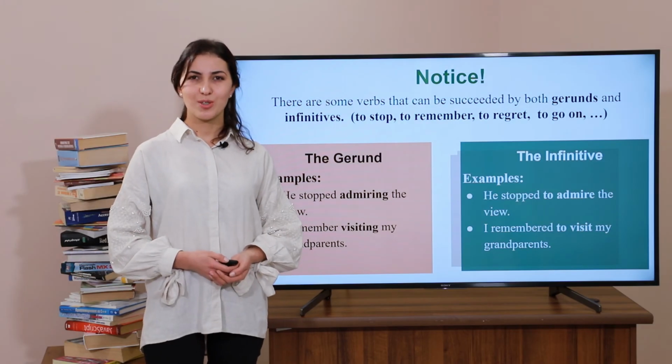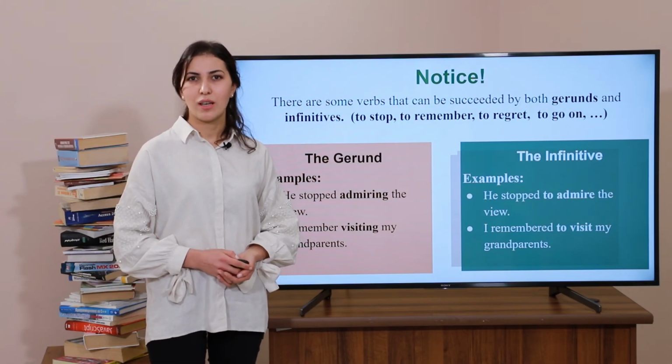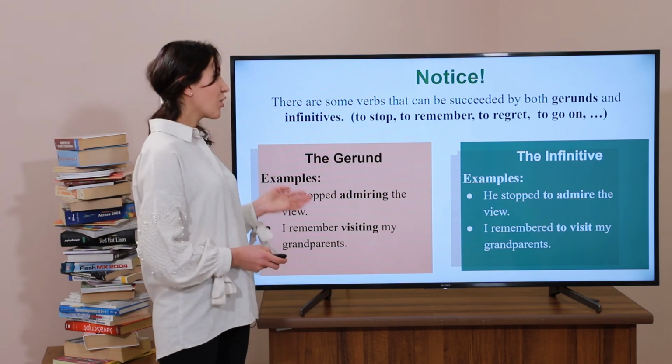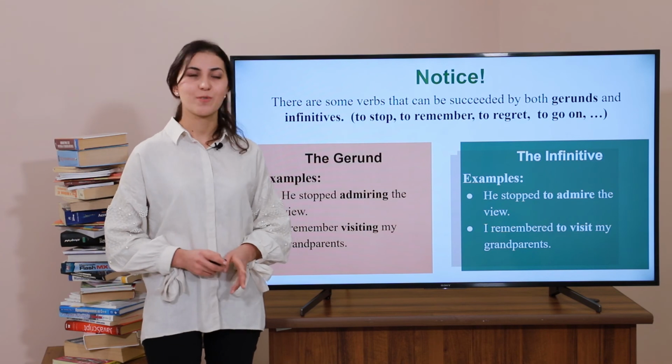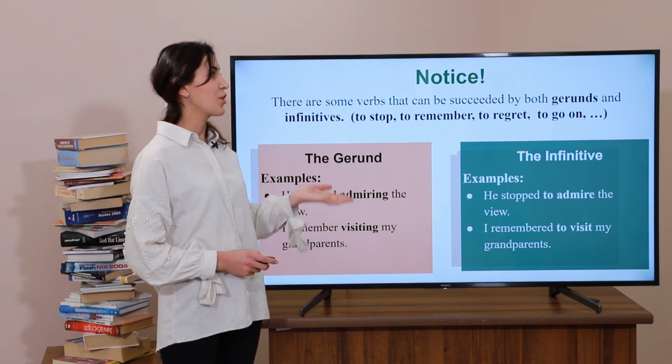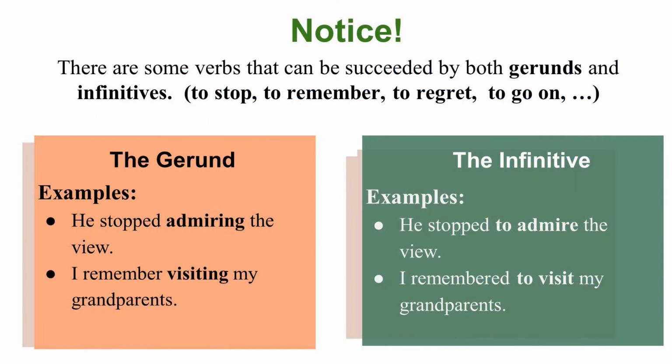Besides this, I want you to know one more important point. Grammar can be tricky sometimes. There are some verbs that may take both gerund and infinitive, and some of these verbs are to stop, to remember, to regret, to go on. Let me explain this with the help of examples. He stopped admiring the view, and with the usage of infinitive, he stopped to admire the view. As we can see, we have the same verb, the predicate stopped. In one case it takes gerund, in the other case it takes infinitive.